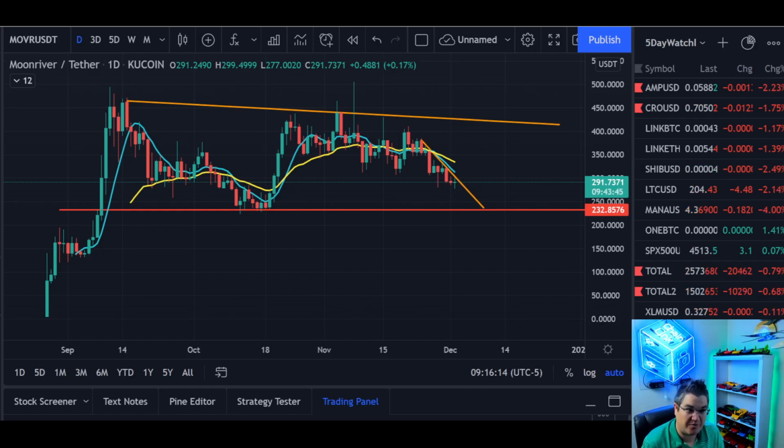Today we're going to look at a coin called MoonRiver, MoonRiver versus Tether, on the daily chart. We're going to look at some indicators, see if we can identify some breakout points, what to look for to turn bullish in the big picture of MoonRiver.